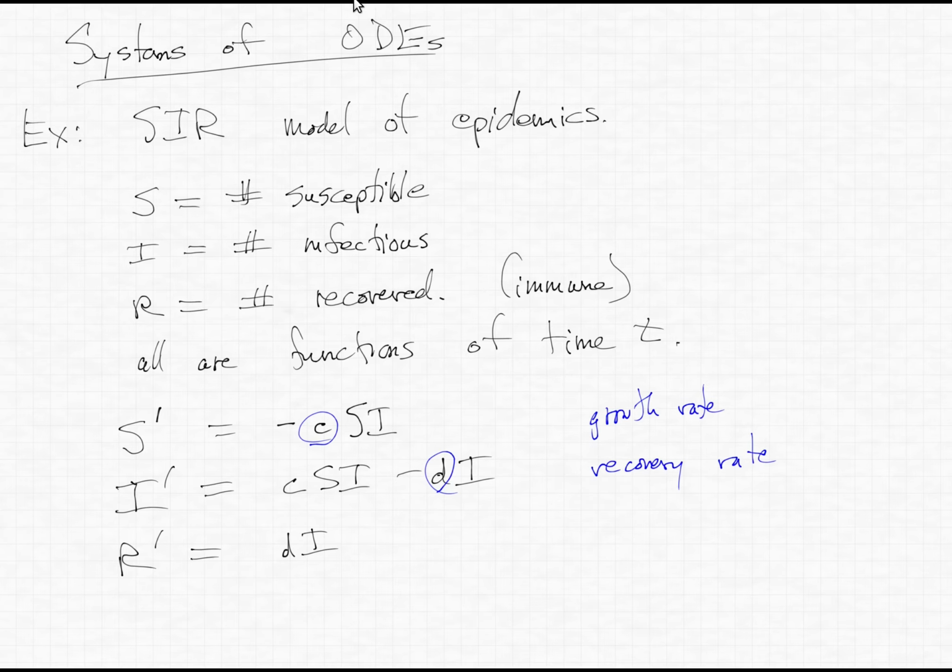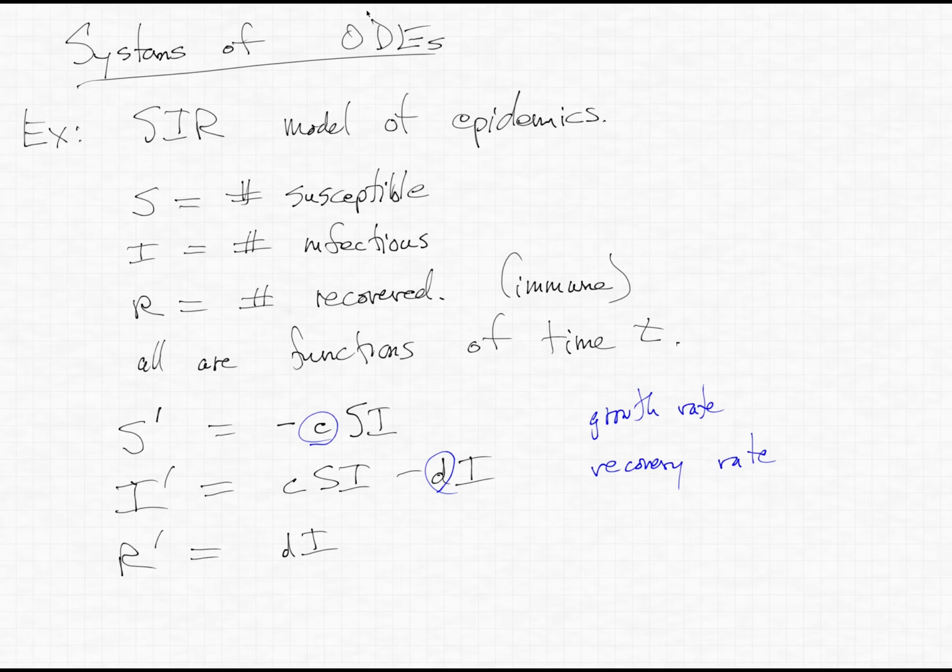Okay, for the climax of Chapter 8, I want to talk about systems of ODEs. And to start off with, let's do a topical example, the SIR model of epidemics. This is a good example also of why you might want to have systems of ODEs.